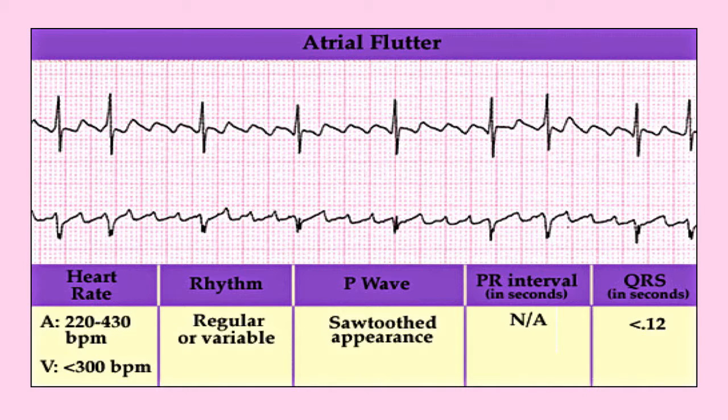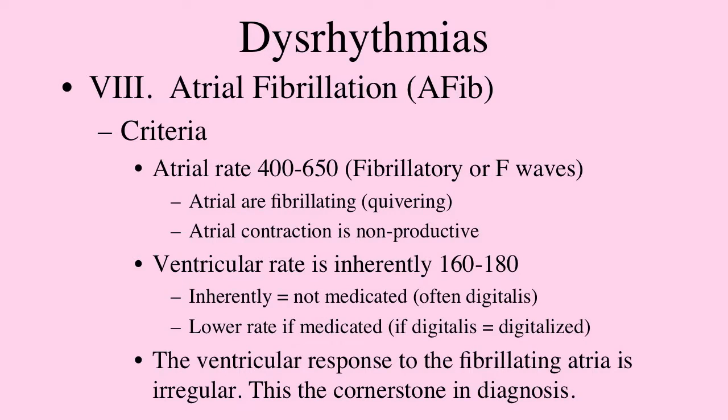The next one is atrial fibrillation, number 8 in the outline. And this is where you have a very rapid atrial conduction at a rate of about 400 to 650. And again, these are not called P waves anymore. These are called fibrillatory, or again, F waves. And the atria are not contracting at all. They are just quivering or shaking. And the atrial contraction is non-productive. It's just kind of like a shaking atria.